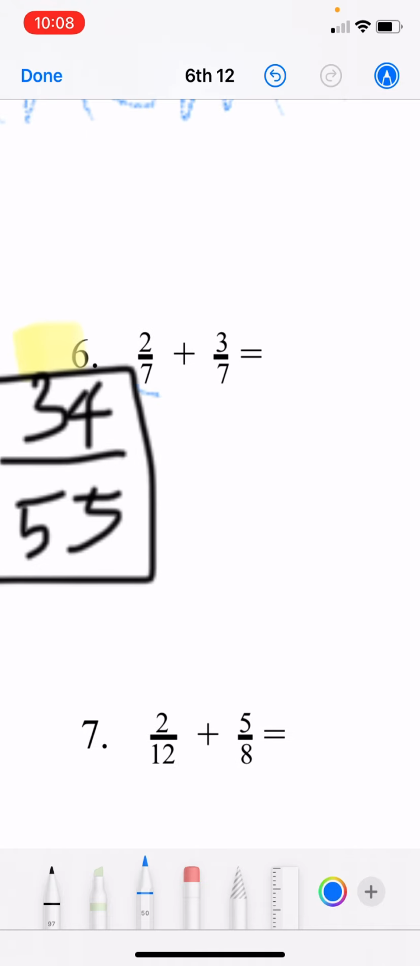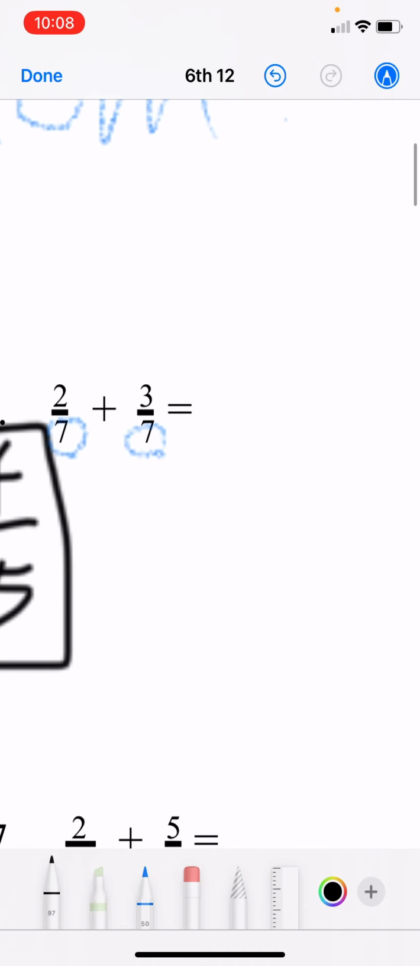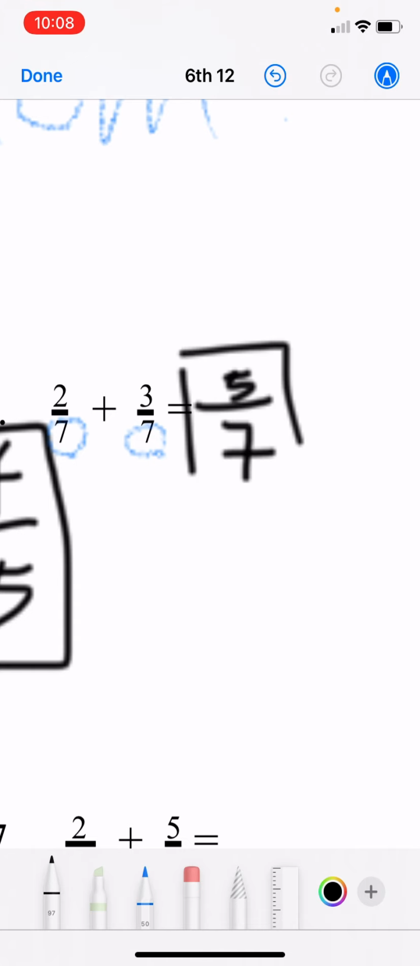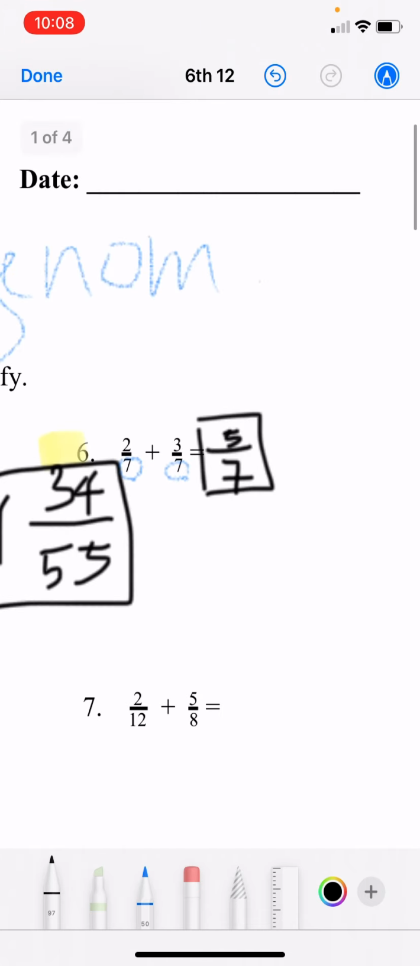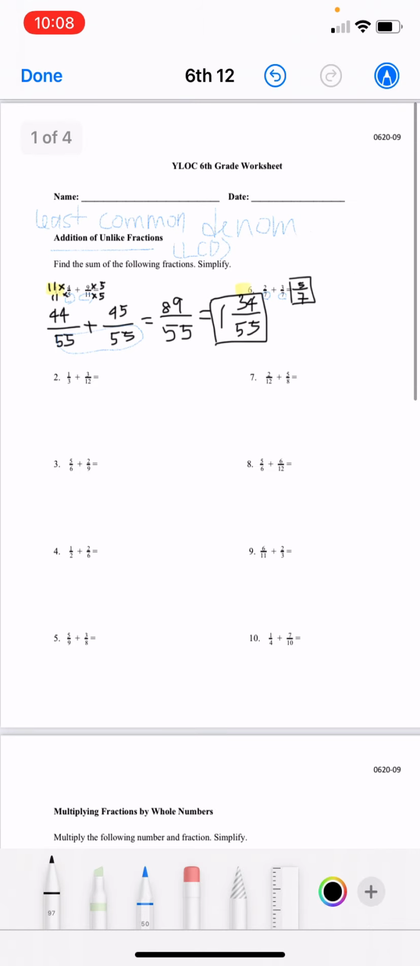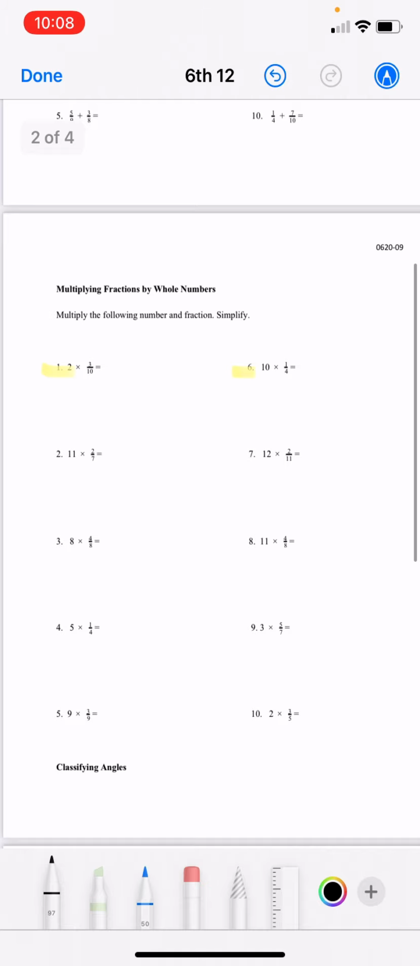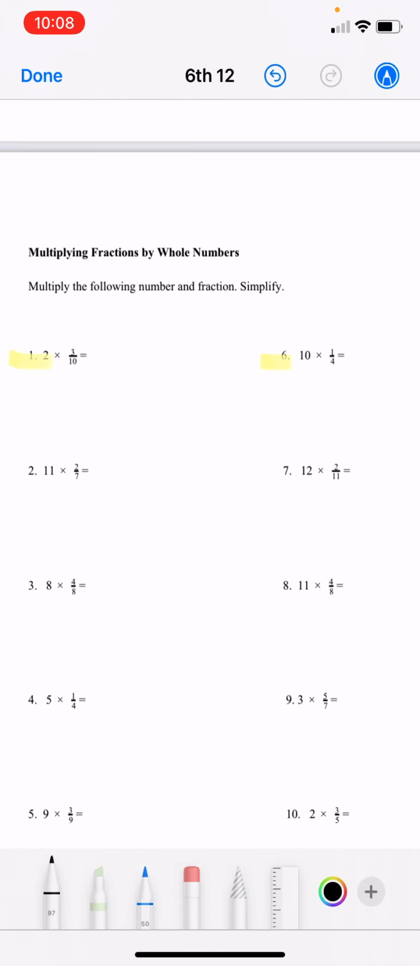For number 6, we have the same denominator already. So we just have to add the top. 2 plus 3 equals 5, and then just write the denominator, which is 7. So 5 over 7, that's it. Go ahead and finish the rest, and then let's move on to multiplying fractions by whole numbers.